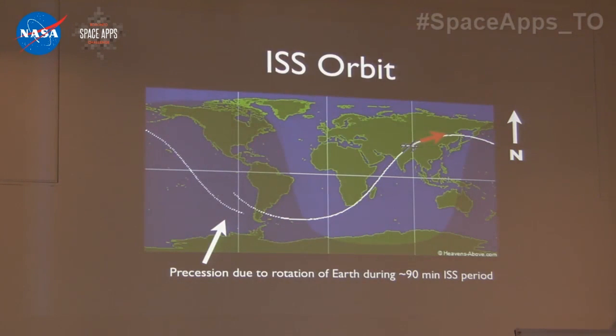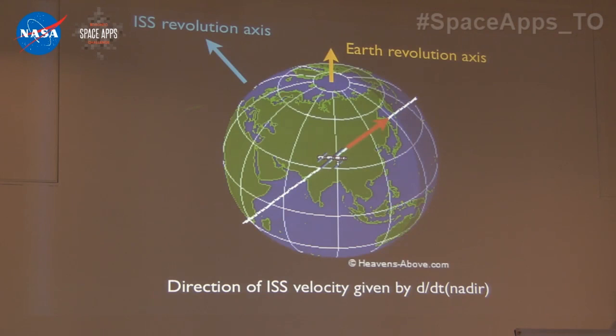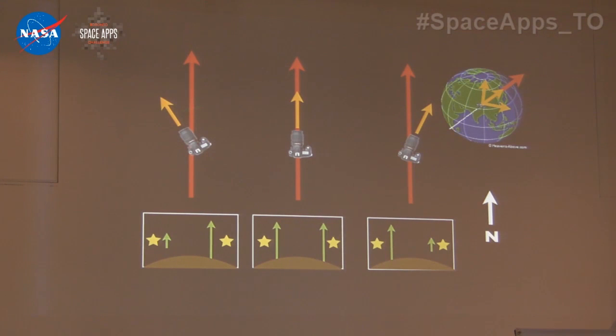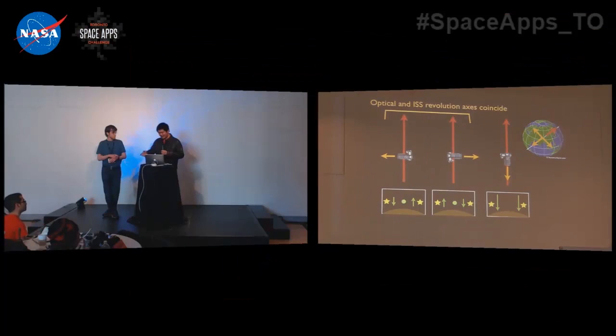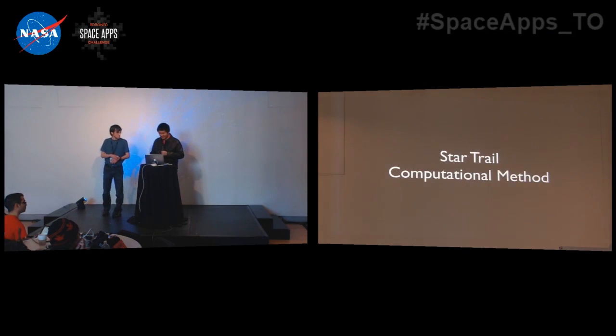So the ISS follows a known orbit. You can find it anywhere online, so you can get the ephemerids of that. And so the ISS has its effective rotation axis shown in blue, and the direction of the ISS velocity is just given by the time derivative of the nadir. So depending on the orientation of your camera, which is shown by the orange arrows, and relative to the velocity of the ISS shown by the red arrows, you see that there's a difference in the relative velocities of the stars on either side of the image. So as you tilt the camera towards 90 degrees, you see that in fact the stars rotate around the effective ISS revolution axis. But I'll hand off the mic.